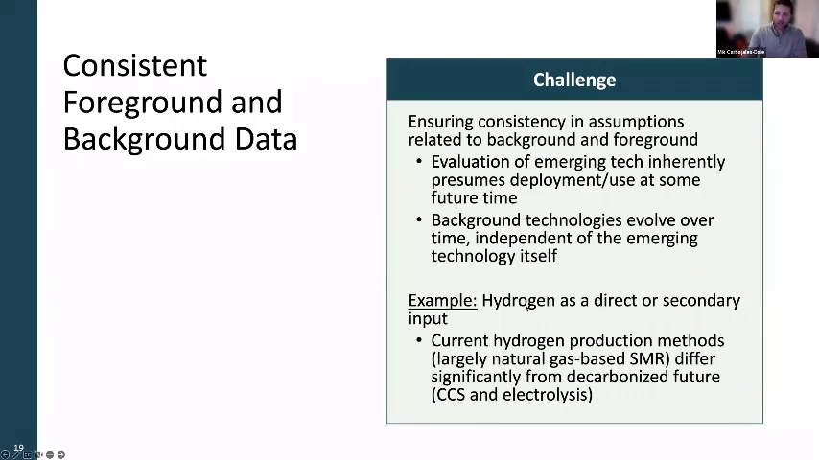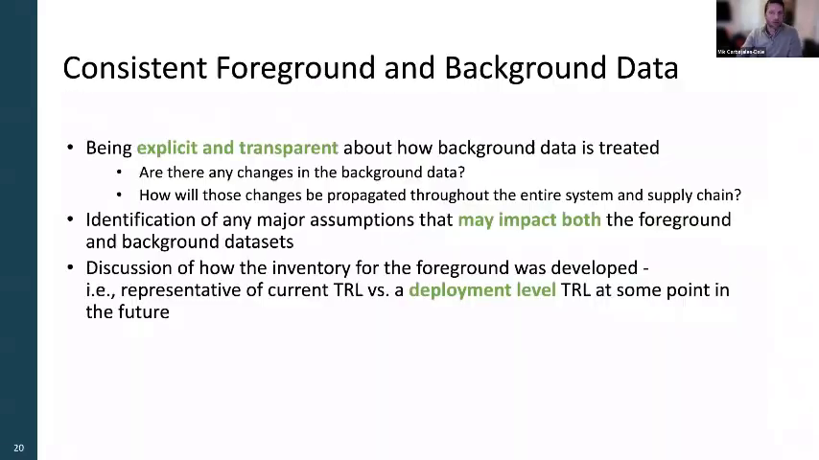An example here is hydrogen used as, let's say, a storage mechanism within the electric grid. Often when people do that, they assume that hydrogen is generated using solar PV or wind or something like that, or low carbon electricity. Whereas if they compare it to a battery technology, they'll assume that the batteries are available now and they're storing grid electricity at the current mix. So clearly that's not a fair comparison, right? So what we need to do is be very explicit and transparent about how that background data is treated, and work out how any changes that we've instigated are going to be propagated through that system.